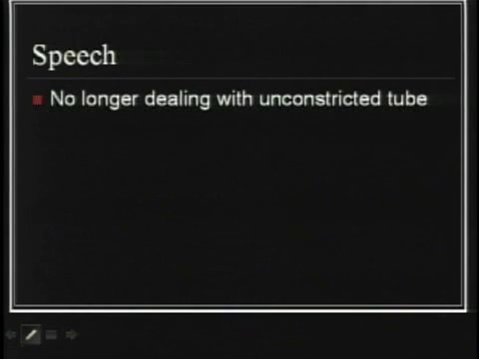Okay, so we're going to pick up now with additional variations that happen in speech production. So we're no longer talking about how you calculate formants with an unconstricted tube. The unconstricted tube concept was just for schwa sounds, and it was just to give you a basic idea of the vocal tract as a resonator.